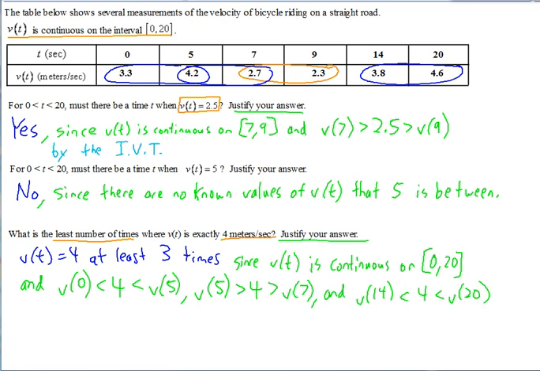We'll just add by the intermediate value theorem there, which you can abbreviate as IVT.